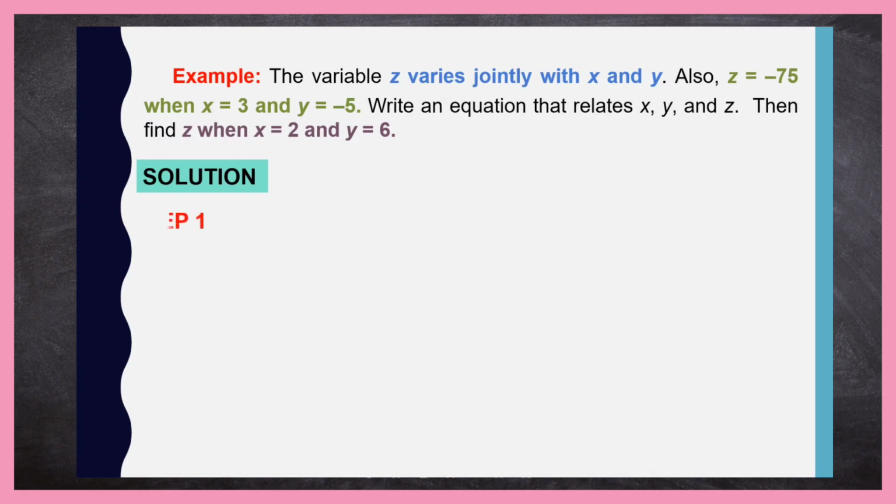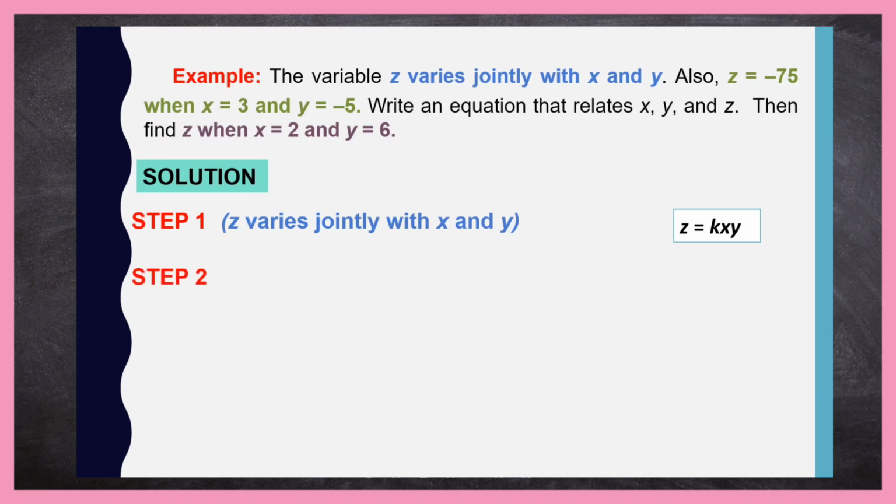So, let us have a solution. Step 1. We will write a general joint variation equation. Using Z varies jointly with X and Y, the equation is Z is equal to KXY. Then we have step 2. For step 2, let us use the given values of Z, X, and Y to find the constant of variation or K. So we have Z is equal to negative 75 when X equals 3 and Y is equal to negative 5.